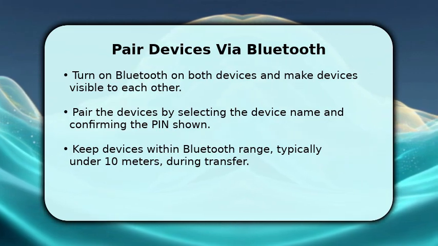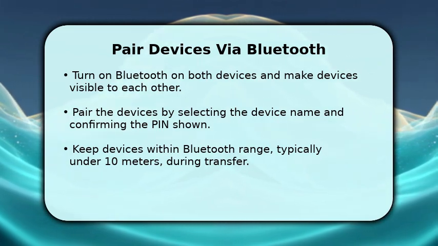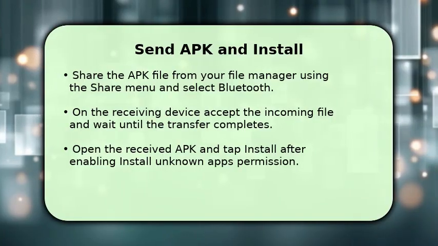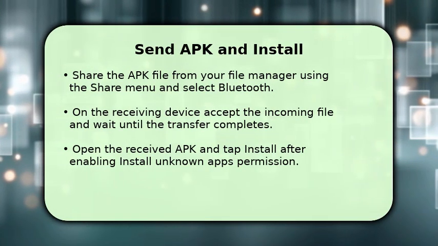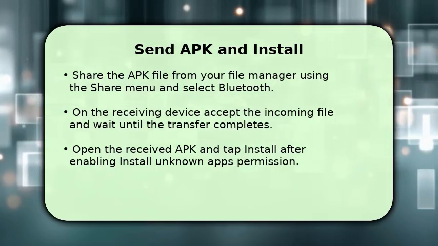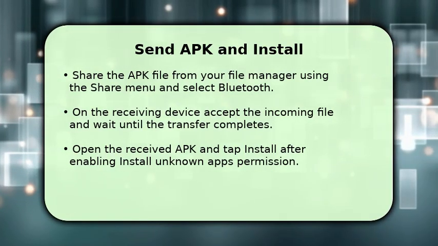Finally, share the APK via Bluetooth using your file manager. Locate the APK file in Downloads and tap Share, then choose Bluetooth as the sending method. Select the paired device as the recipient and start the transfer.